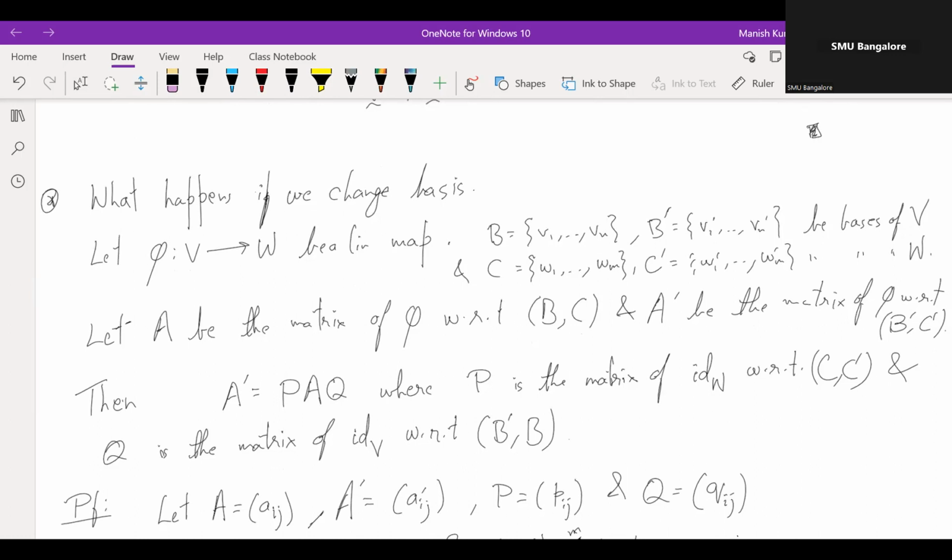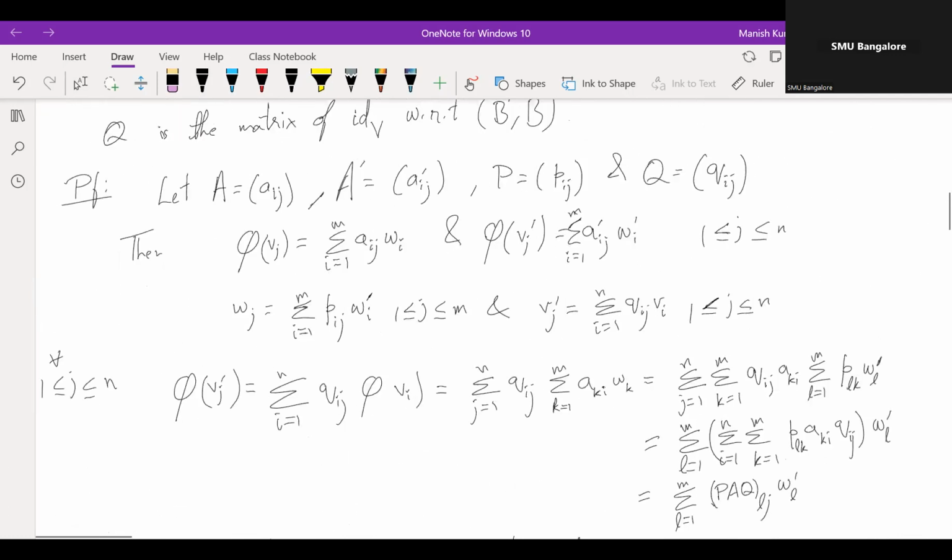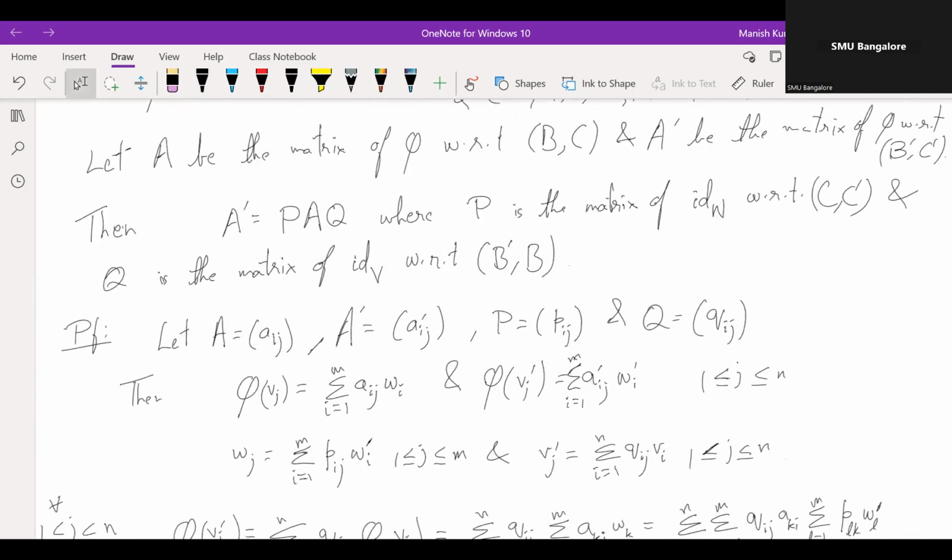Similarly, Q is the matrix of the identity map of V with respect to B prime comma B. If you take P and Q to be this, then you have the relation that A prime is P times A times Q. So that's the relation between A and A prime. Again, to verify, you just write down all the formulas, what all these statements mean, and plug them in, and you get the answer. First, let's fix the notation.